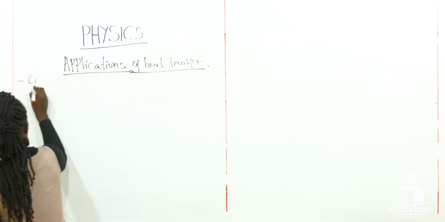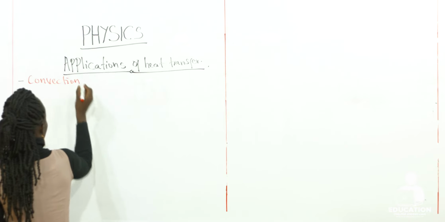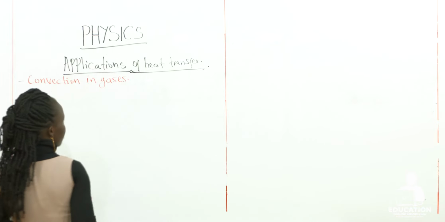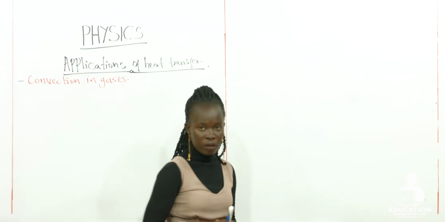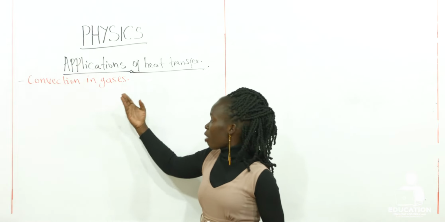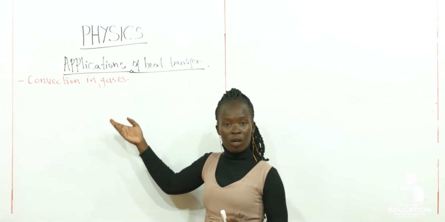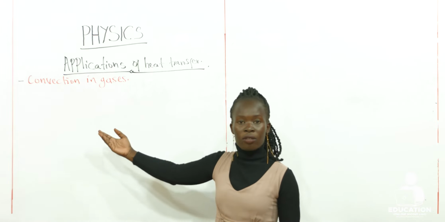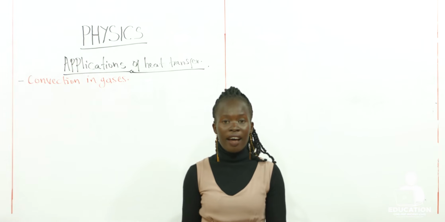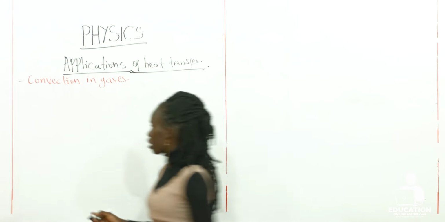Let's have our convection. Since we say that it deals with the molecules, what other applications can we have? The uses of this convection. We see that we can apply the theory of the convection form of heat transfer in land and sea breeze. So that will be our first application there.